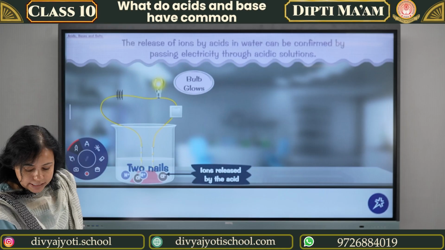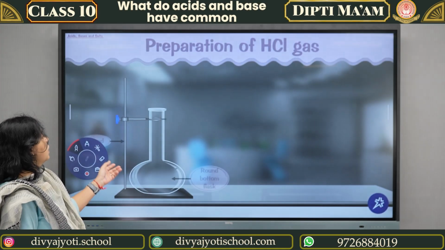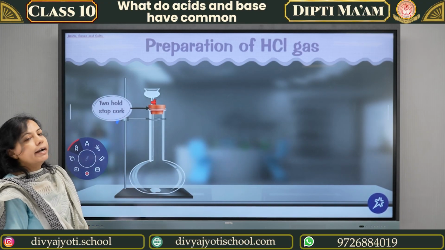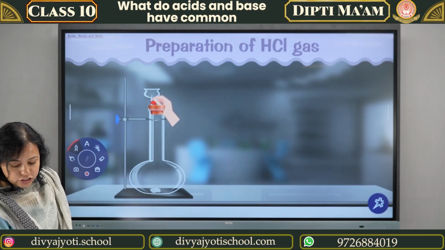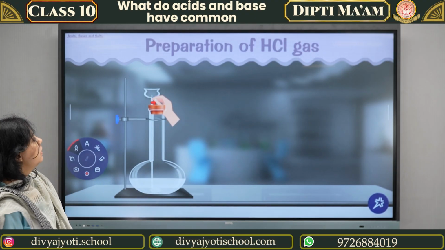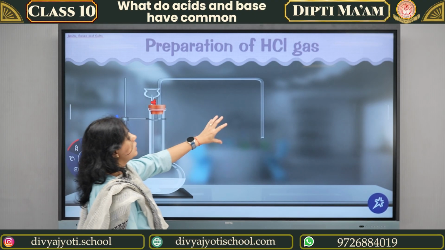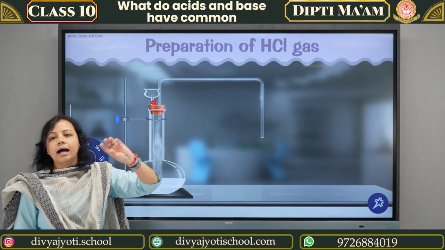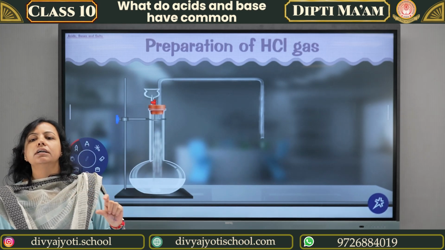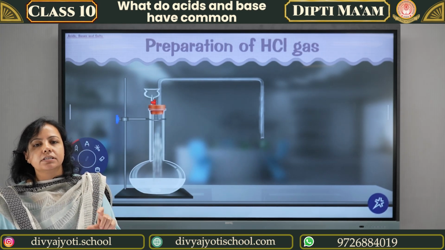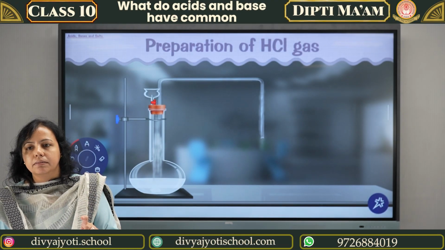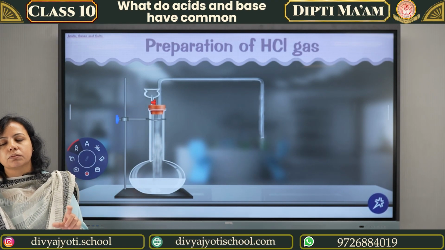Afterward, you revised the activity regarding the acidic solution. In this you take NaCl powder and add H2SO4, sulfuric acid. With the help of the delivery tube, dry HCl gas is released, and if you put dry litmus paper there, the color will not change. What is the main reason? Because it does not produce H+ ion in the absence of water molecules.